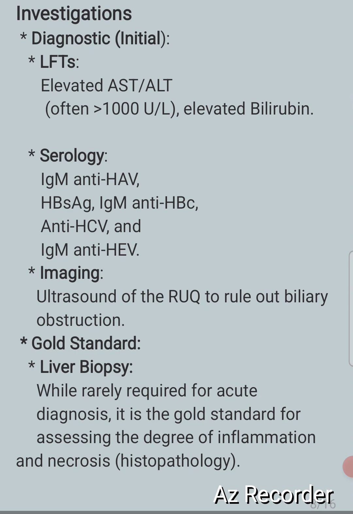So investigations for diagnosis: initially LFTs, which show elevated AST, ALT, often greater than 1000, and elevated bilirubin. Serology: IgM anti-HAV, hepatitis B surface antigen, IgM anti-HBc, anti-HCV, and IgM anti-HEV. Imaging: ultrasound of the right upper quadrant to rule out biliary obstruction. Gold standard, liver biopsy. While rarely required for acute diagnosis, it is the gold standard for assessing the degree of inflammation and necrosis. But most of the time it is not required and it's not done in clinical practice.